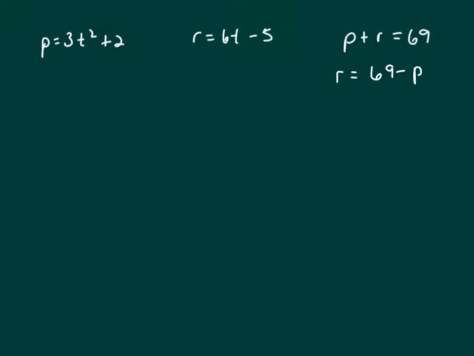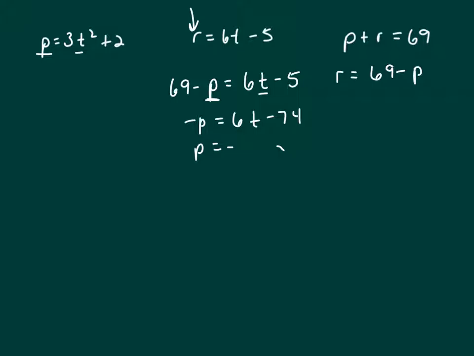Now let's take this expression, 69 minus p, and plug it in here. So 69 minus p equals 6t minus 5. Now notice how you have a p and a t, and a p and a t. So we're going to eventually put these two equations together. So this is negative p equals 6t minus 74. And let's make that p equal negative 6t plus 74.